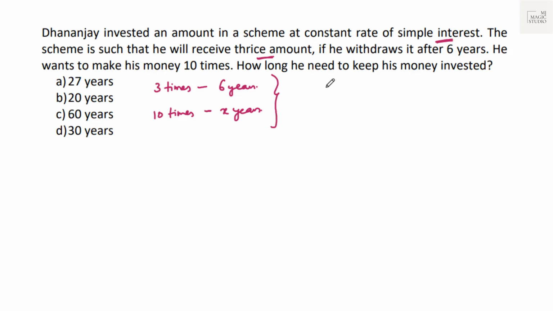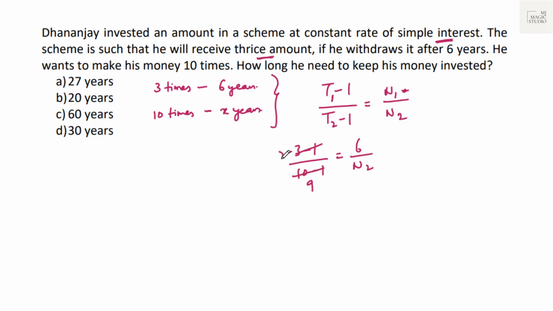And in case of simple interest, we know that (T1 minus 1) upon (T2 minus 1) equals N1 divided by N2. T means times. So 3 minus 1 upon 10 minus 1 equals 6 by N2. This is 2, this is 9. 9, 2, 6, 3. So N2 is 9 into 3, 27 years. It will take 27 years for him to make his money 10 times.